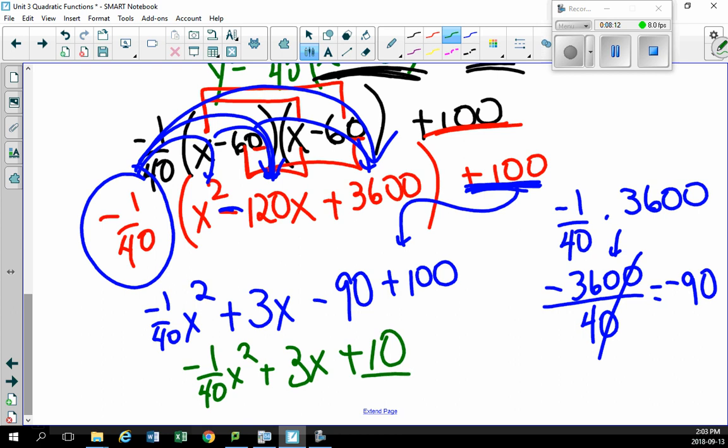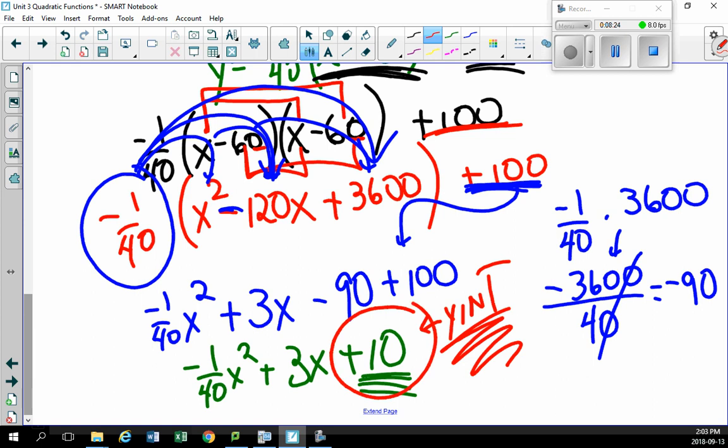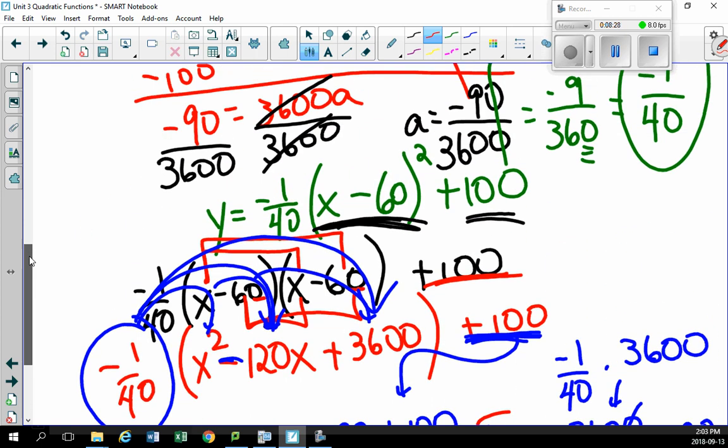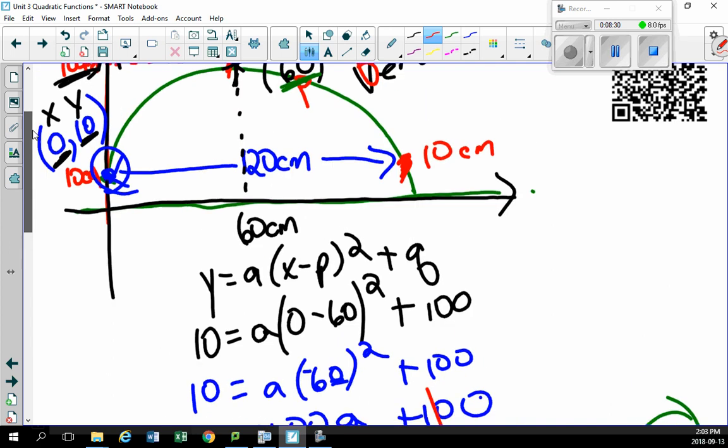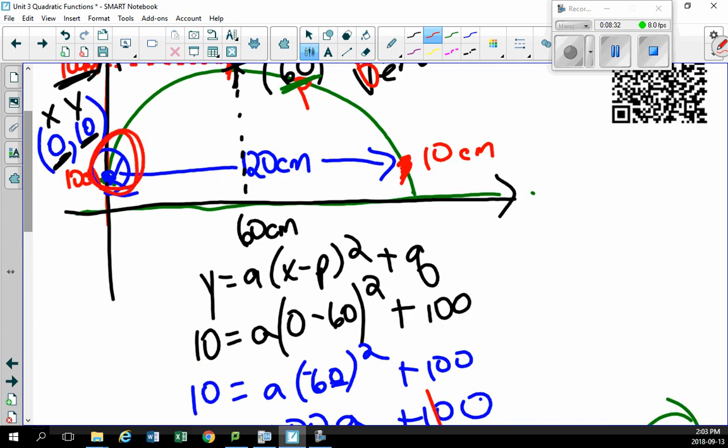Now, do you remember that 10? Do you remember what that meant? That 10 was in fact our y-intercept. Well, let's go back to the original graph and see if that plus 10 shows up as my y-intercept. Here we go. Ready? There it is. There's the plus 10. There's that intercept. So you know you did this question right.